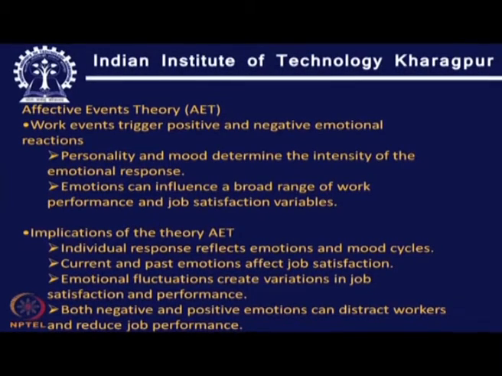Current and past emotions affect job satisfaction. Emotional fluctuations create variations in job satisfaction and performance. Both negative and positive emotions can distract workers and reduce job performance. So, too much of both things may be distracting for the workers, and emotional fluctuations can create, of course, differences in performance, and the current and past emotions affect job satisfaction.